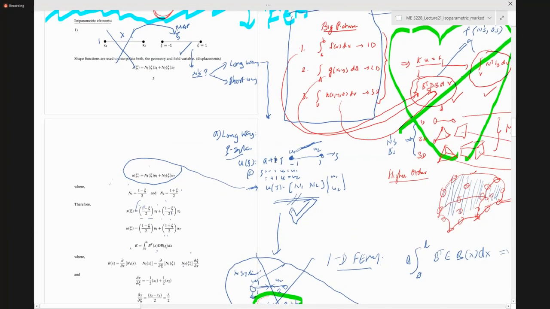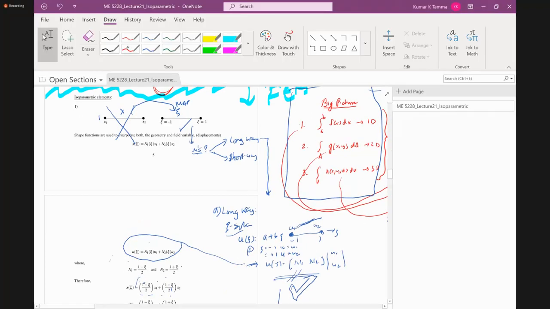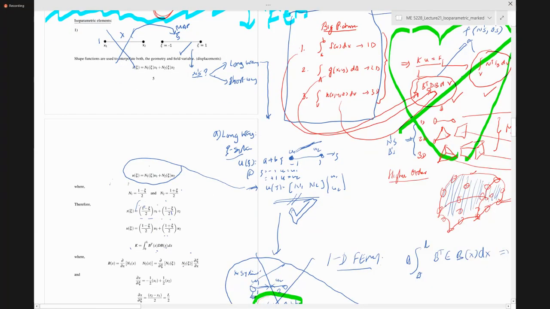For this two-noded element, mapping to here, do you know how to get n1 and n2 here? Yes or no? Here. Yes or no? Yes.